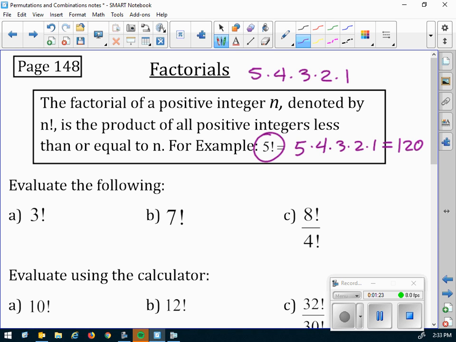Because if we included 0, then every answer would be 0. Exactly. Then what is the point of this little exercise?